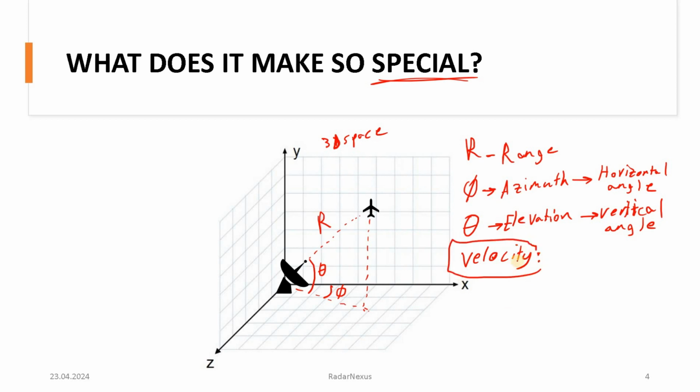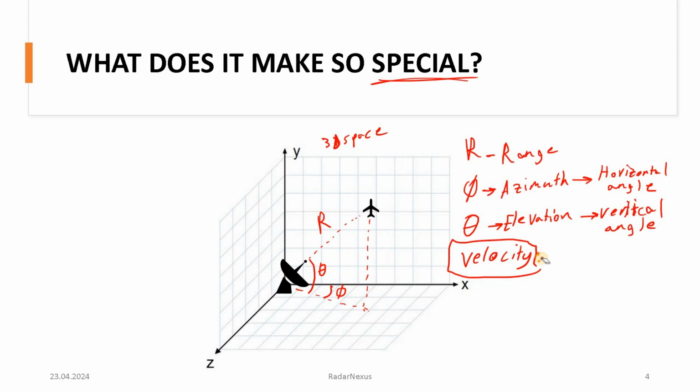If you understand this, I want it to be ingrained in your brain, because velocity is one of the most important things that makes radar special compared to other sensors. Radar works, as we will learn in later videos, using electromagnetic waves, and by utilizing something in physics called the Doppler effect, radar can determine the speed of the object.